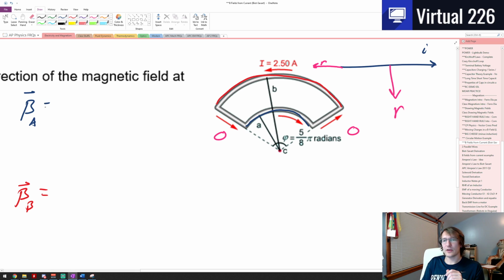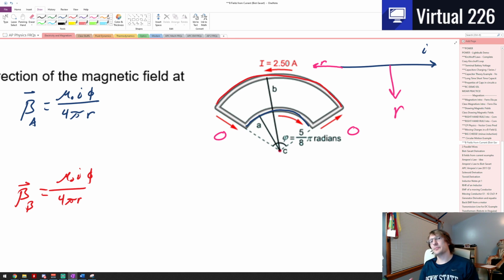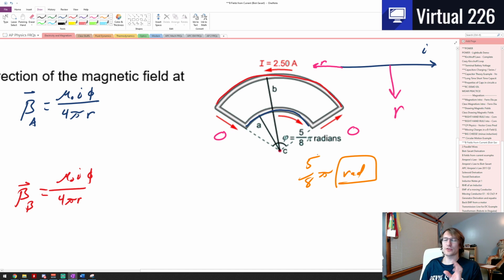Now, in order to get these, we need to use the equation that the B field is equal to mu naught I phi over 4 pi r. And we'll have to do this for both of them. The great thing about this is angles are not dependent on distance. So if we take a look at this here, our phi is 5/8 pi radians. And this is super duper important. Your angles must be in radians here.